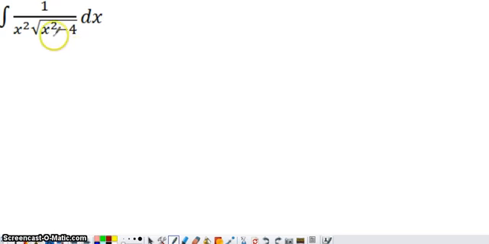and under that root you have a difference of squares. You have x squared minus 4. When you have a root that has a sum or difference of squares beneath it, what you can sometimes do to get rid of the root is perform a trigonometric substitution.